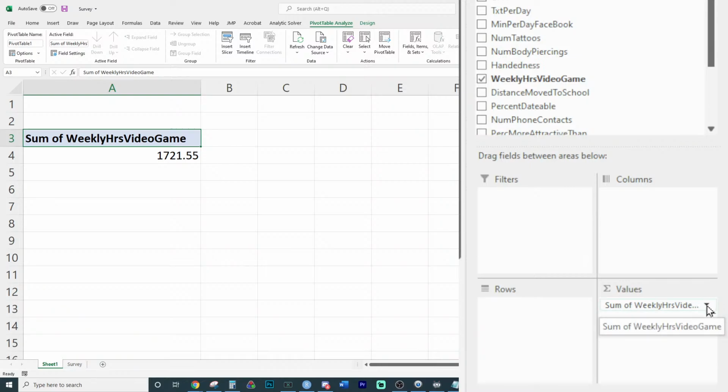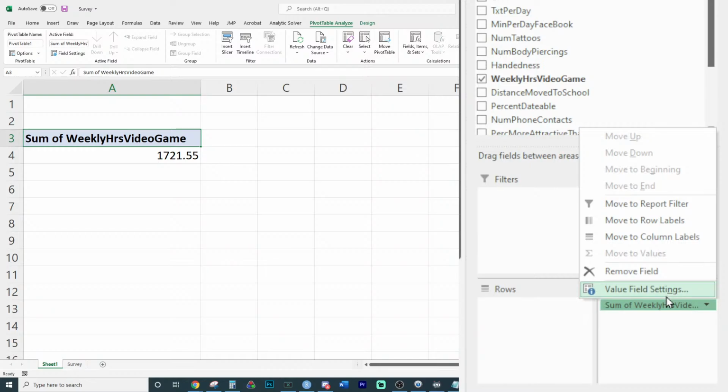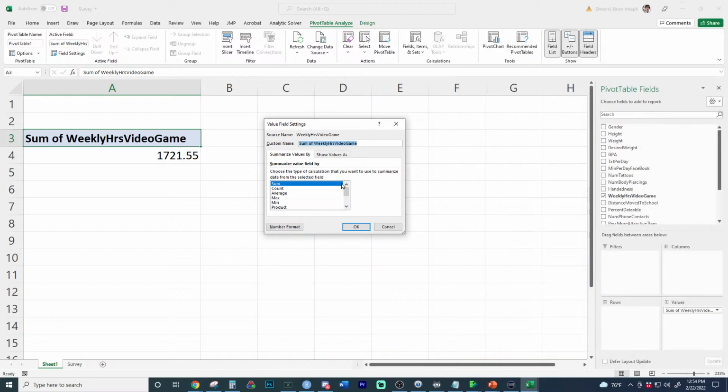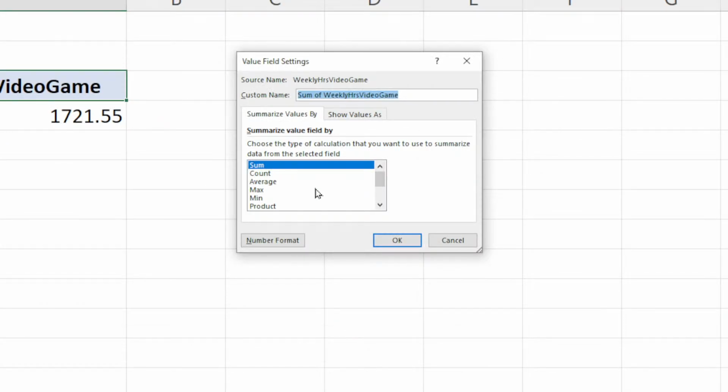I don't want to look at the sum. If you click right here on Mac, it'll be a little I symbol, and go to value field settings. That is the setting by which we display the value. The value has a setting for it. So let's change the setting, and we'll zoom in on this so everyone can see. We're not looking at the sum.